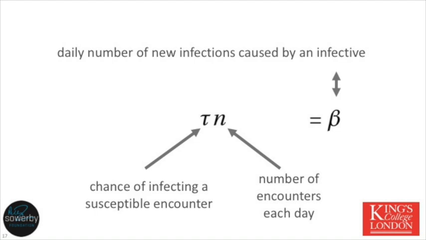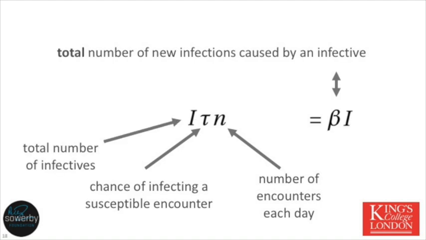We said that each infective infects beta susceptibles each day, and there are I infectives in the population, so the number of new infections is beta times I. That's on the assumption that everyone an infective meets is susceptible, which will be true or close to the truth early on in an epidemic. However, in the middle of an epidemic, not all the people an infective meets will be susceptible. Some will be immune because they have recovered.